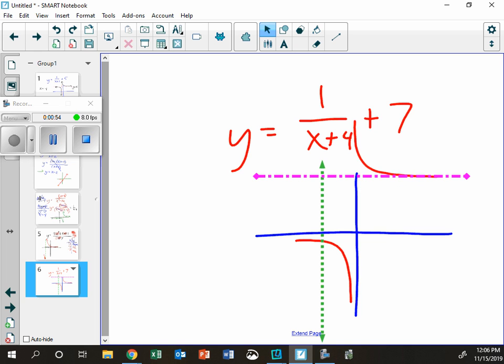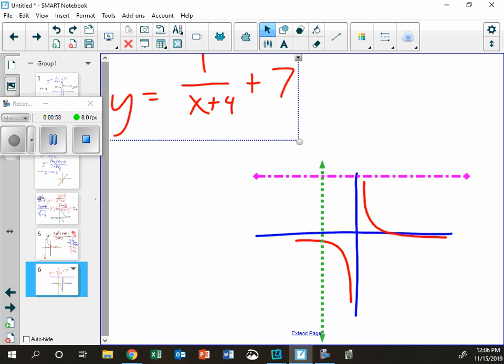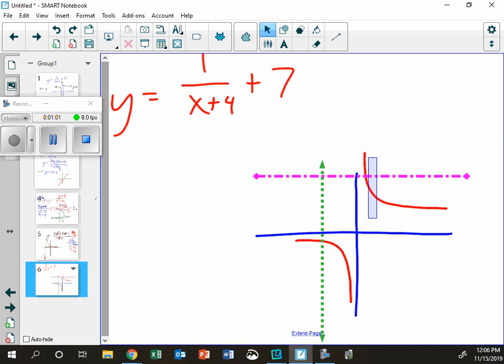Now I'm going to move my function around. Here, just let me move this out of the way. And move my function to match that. And then left and up. There we go. Okay.